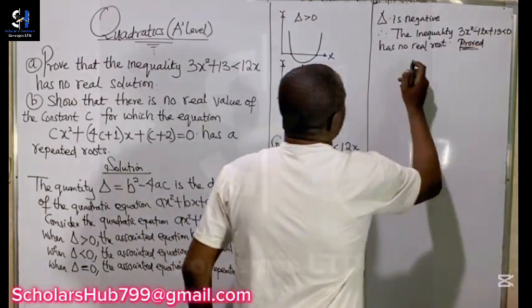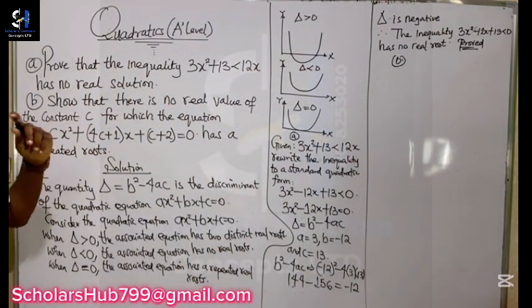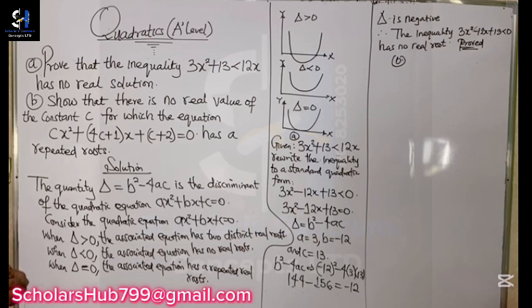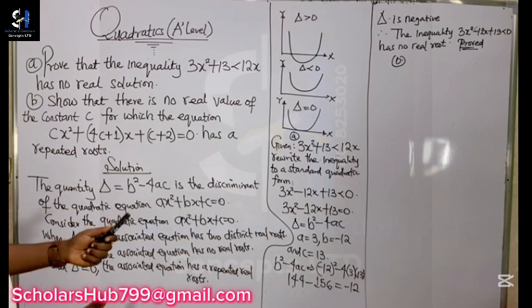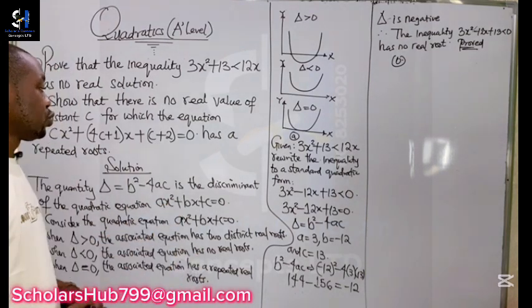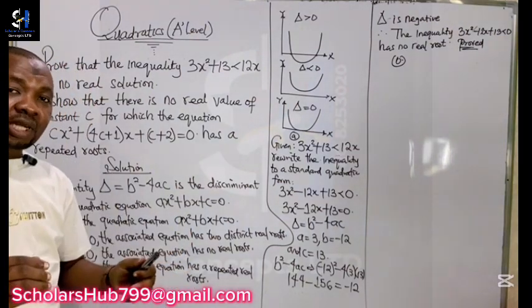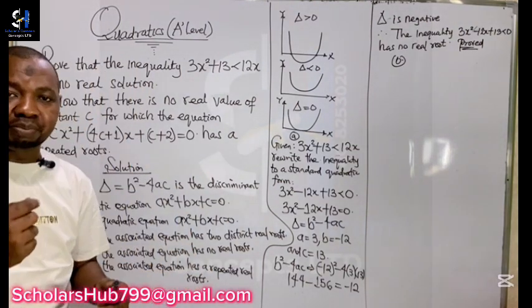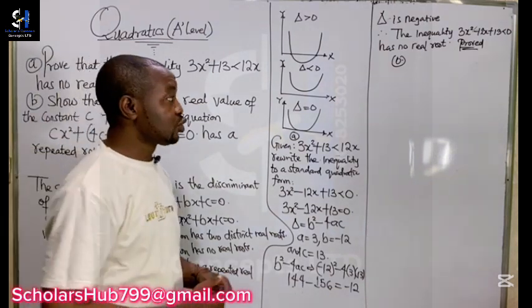All right, so for part B, we want to show that there is no real value of the constant c for which the equation cx squared plus (4c plus 1)x plus c plus 2 equals 0 has a repeated root. Now we know that for a quadratic equation to have a repeated root, the discriminant must be equal to 0.